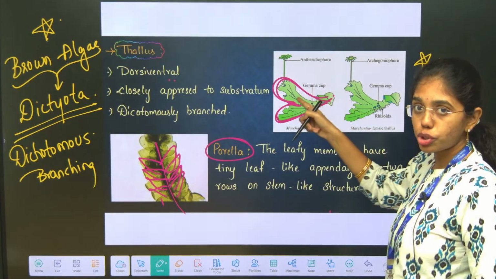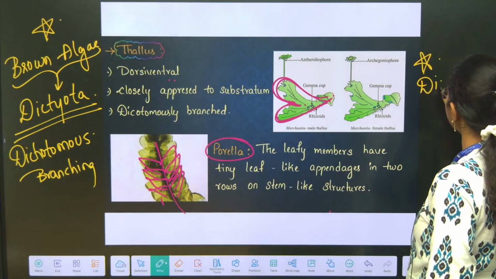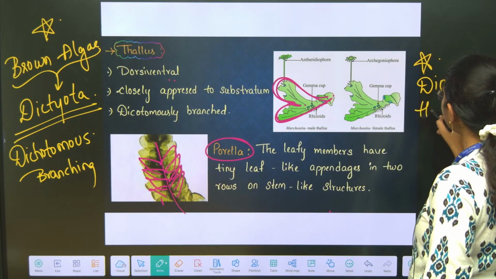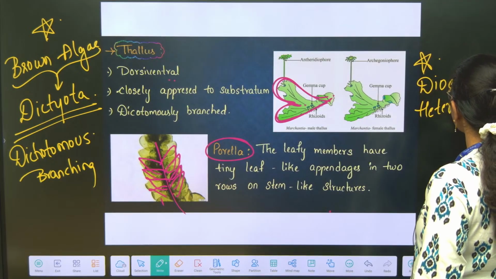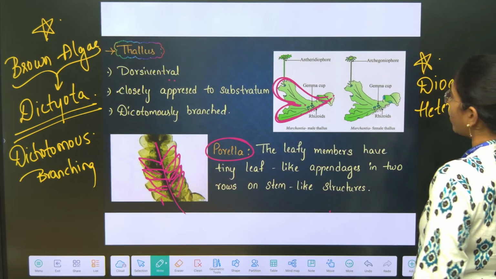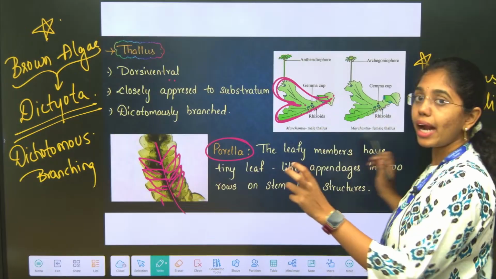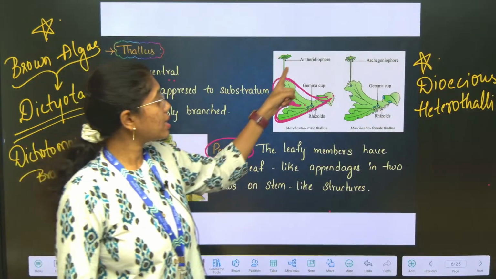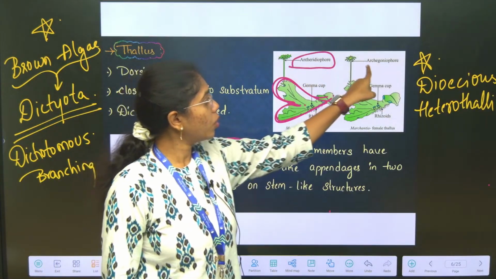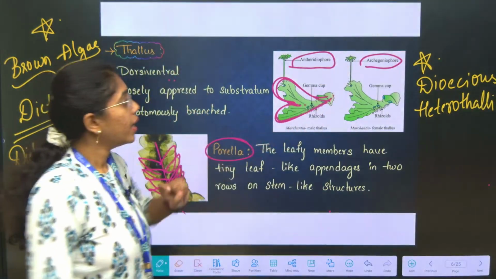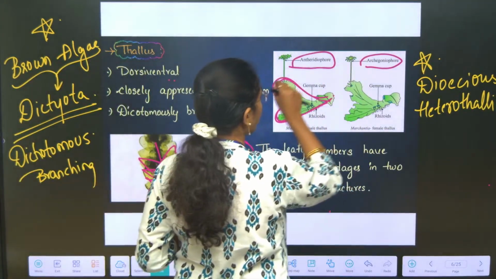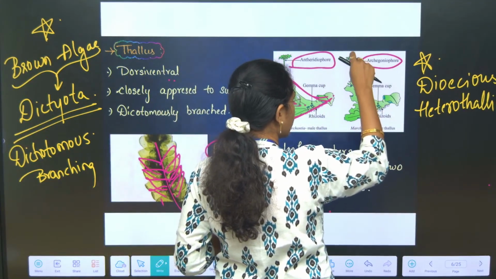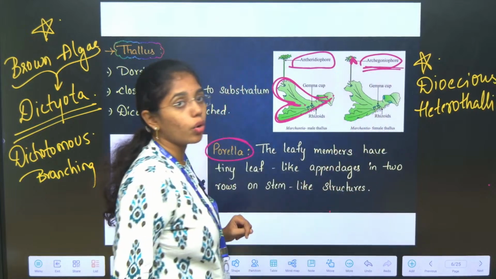Marchantia, very important to remember. This is unisexual or dioecious. Rather than calling it unisexual, you can also consider this as heterothallic, wherein the antheridia and archegonia are present on 2 separate plant bodies. So here you can see the antheridiophore and archegoniophore. How can you identify? If at the tip you can see more invaginations like this, then it is called the archegoniophore.